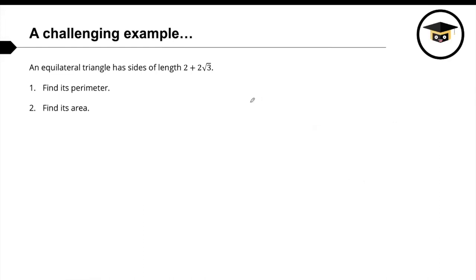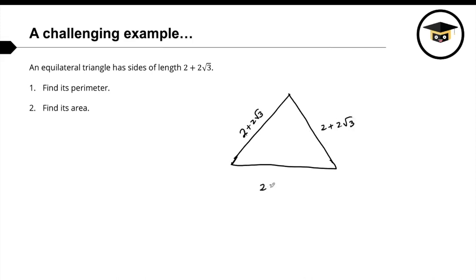Question 1 is pretty simple, but first I think it's a good idea to draw a diagram of what this triangle looks like. It is an equilateral triangle, so it would look something like this. Side lengths of 2 plus 2 root 3. So this has a side of 2 plus 2 root 3, this has a side of 2 plus 2 root 3, and so does this one. We know they're all the same.